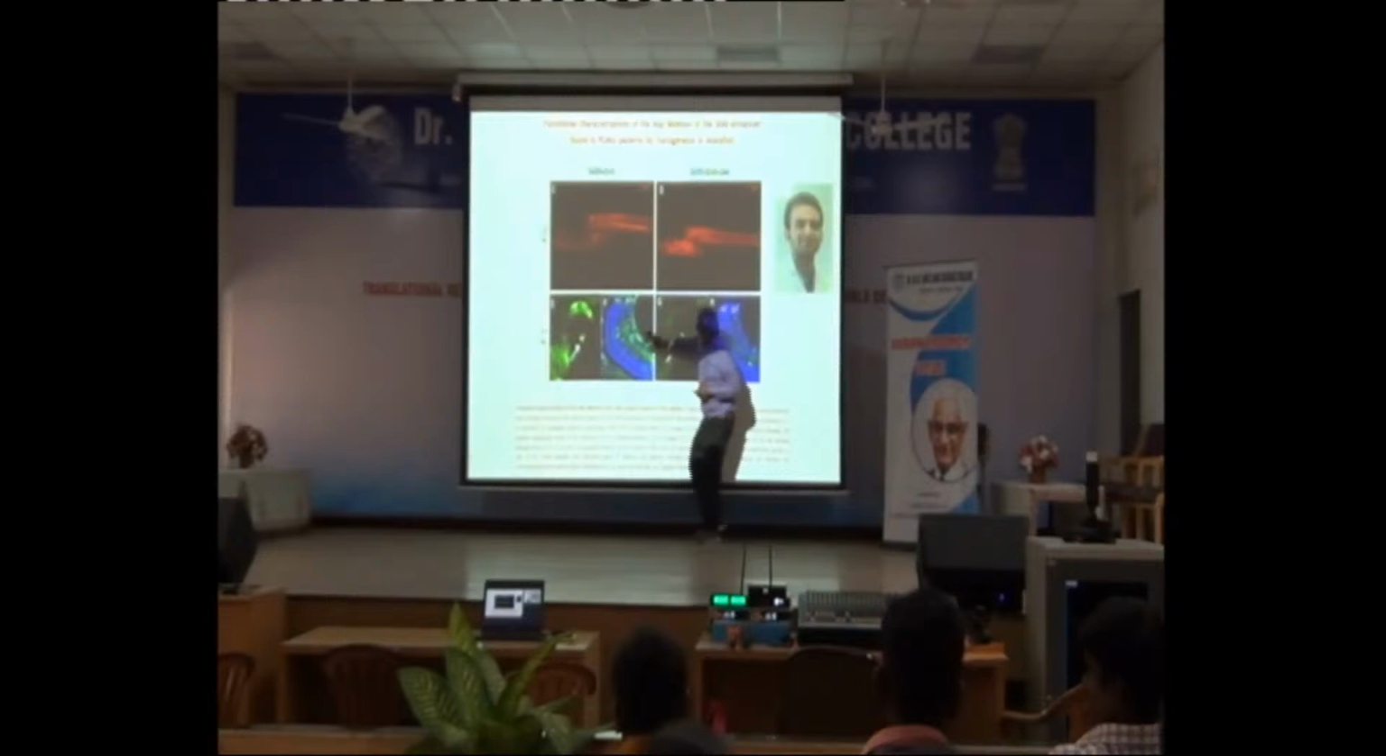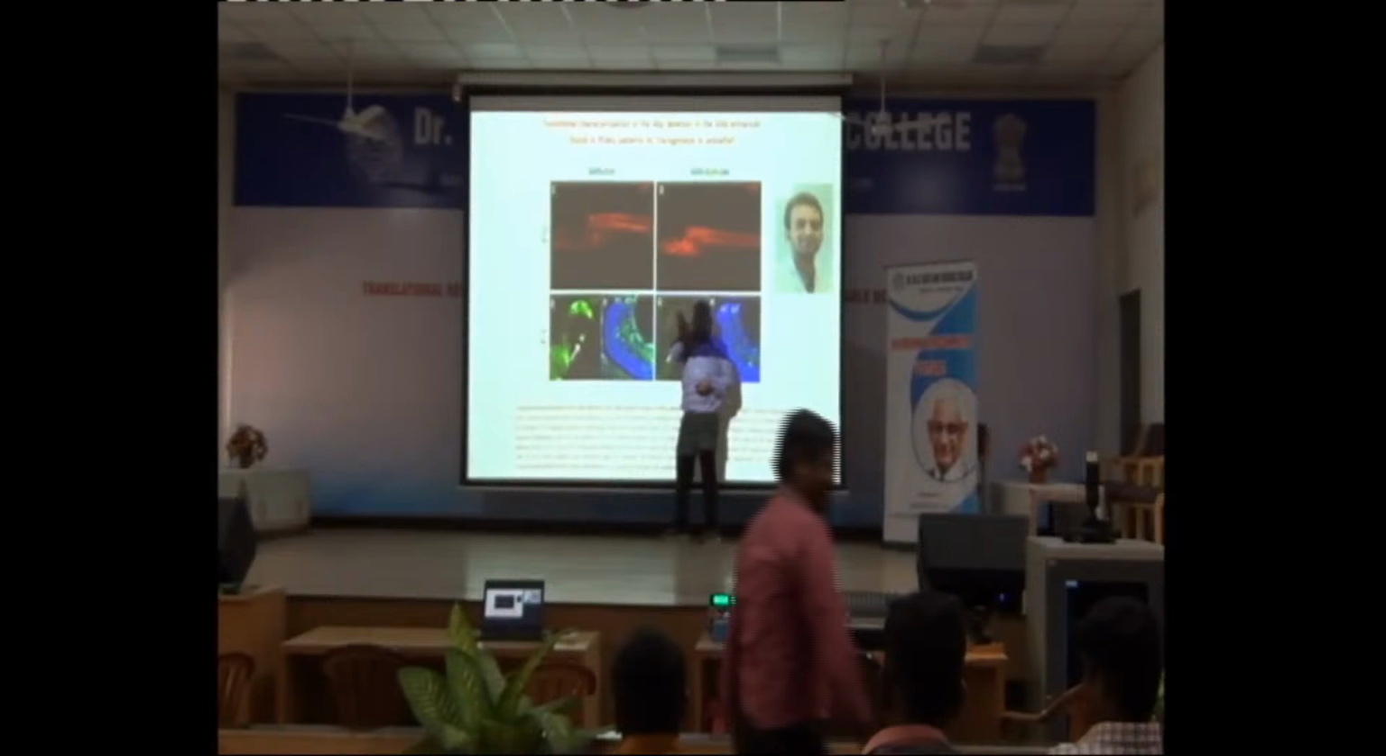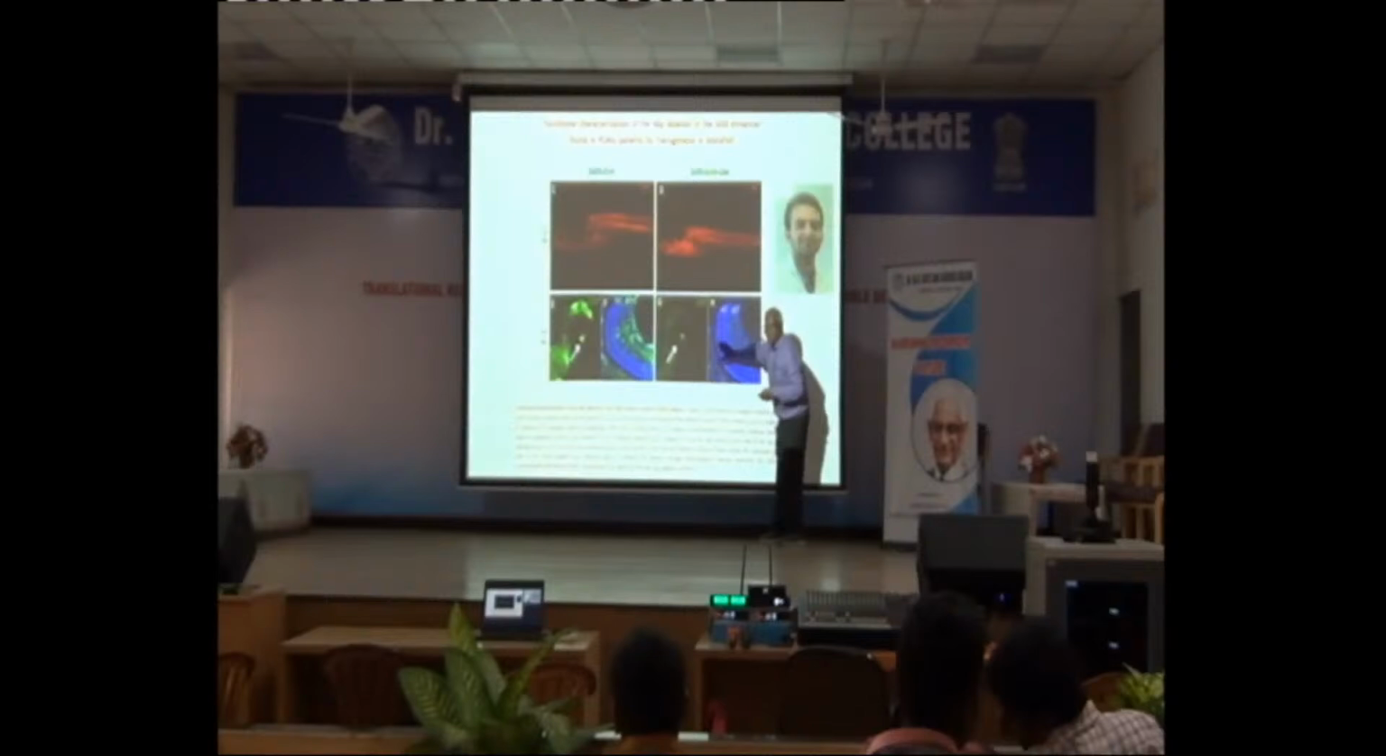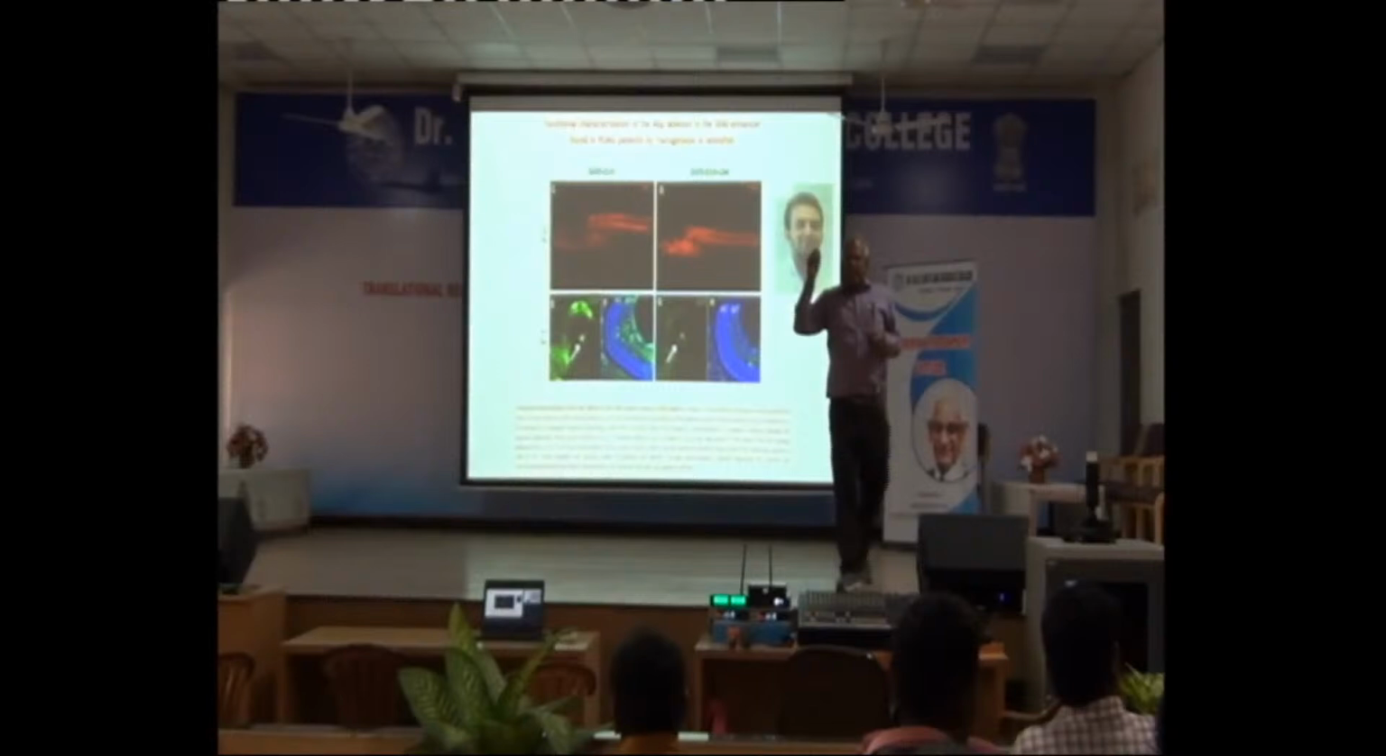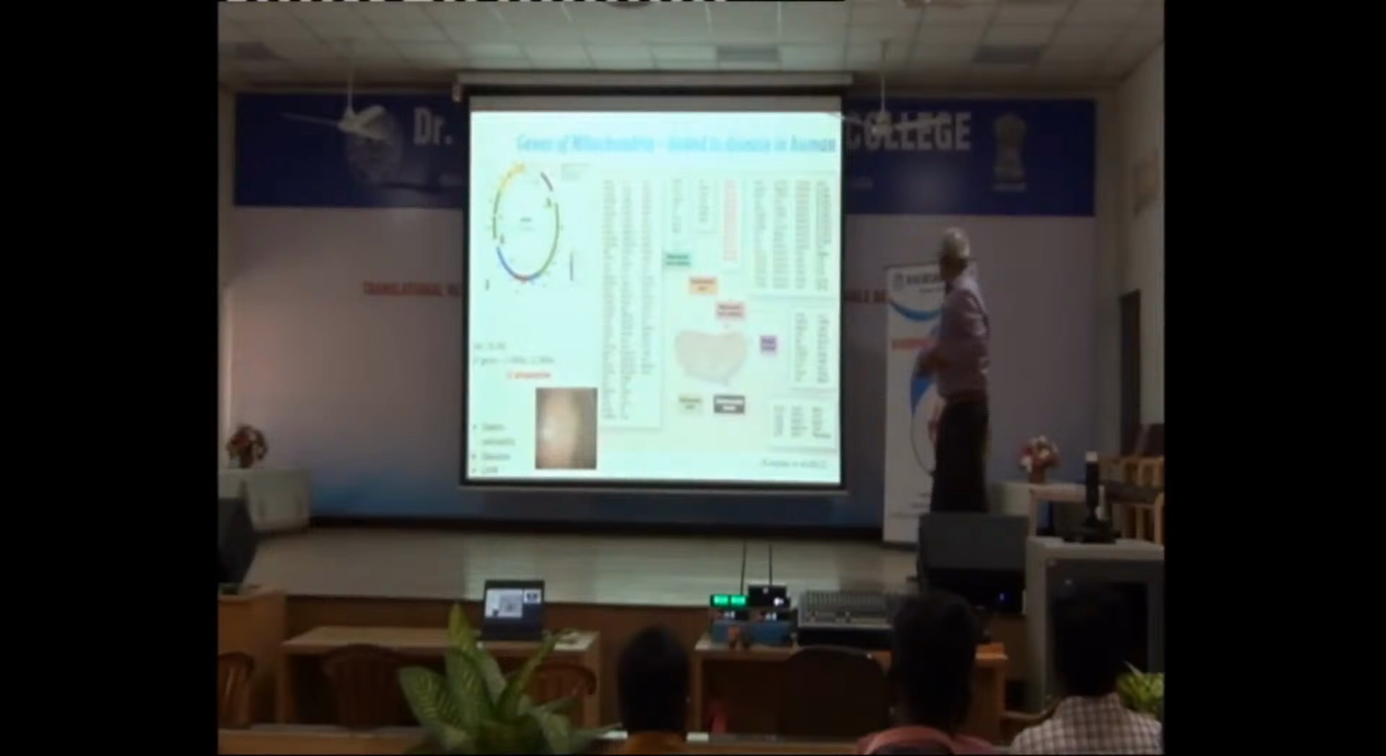See here, this is the retina. The protein is expressing in the ganglion cell layer. The amacrine layer is very big, good, healthy, but here there is no expression of the SIX protein, and the amacrine layer is reduced. Based on this, we proved this is the right candidate gene for this particular disease.